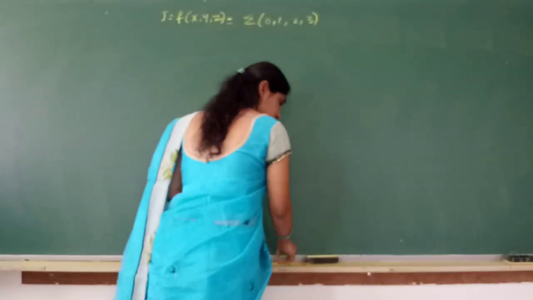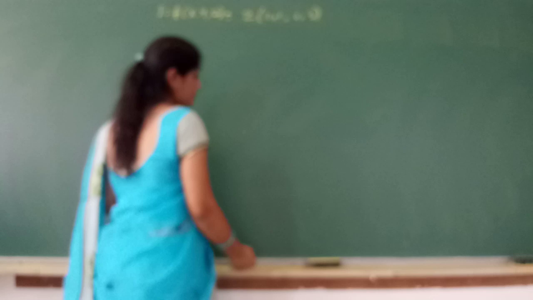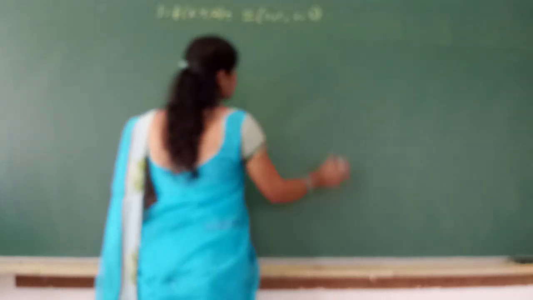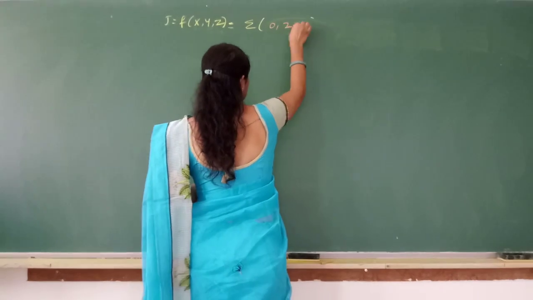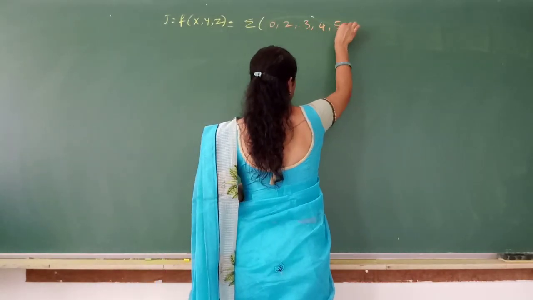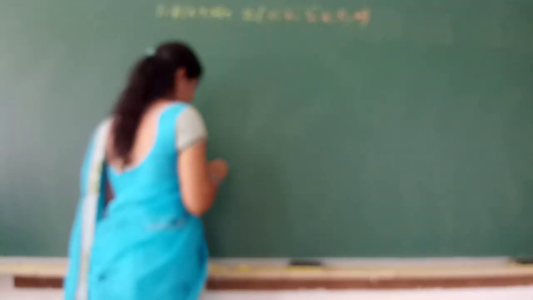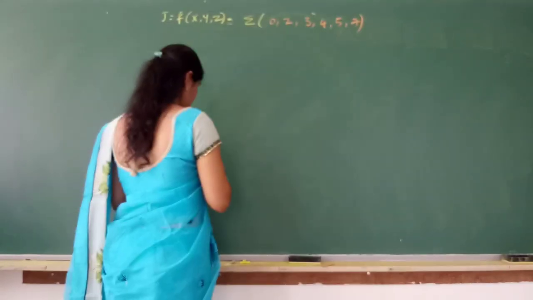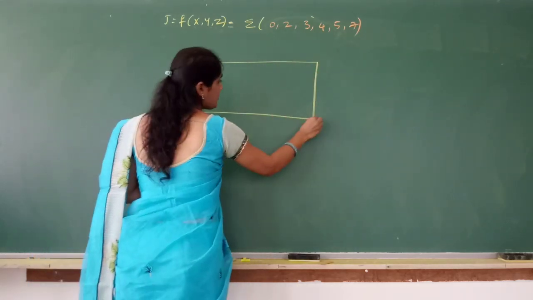So the question is, J is equal to f of x, y, z is equal to 0, 2, 3, 4, 5, 7. So now I'll write the K-map. Okay, you can also do along with me.